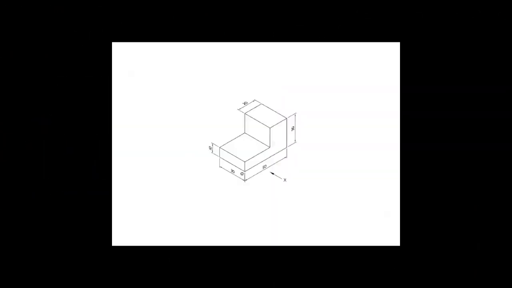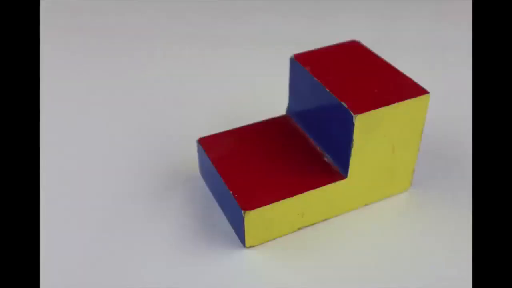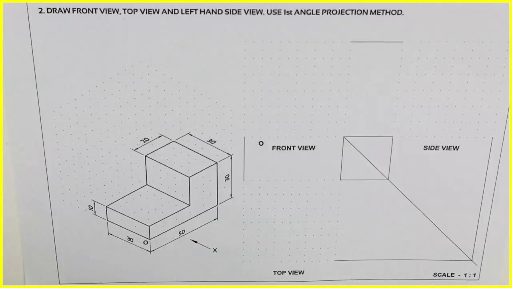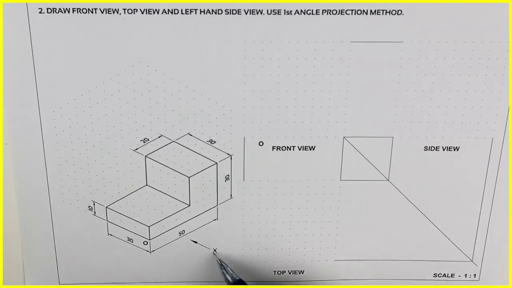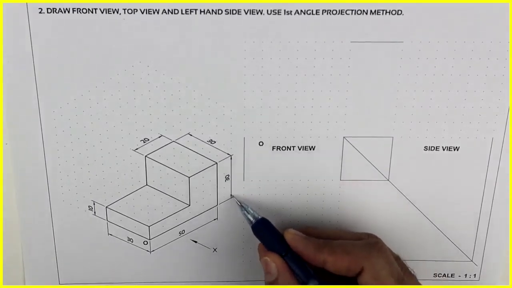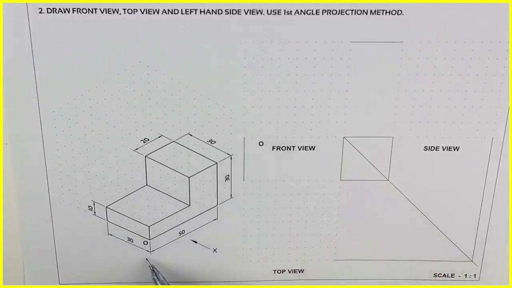Welcome to Technical Drawing. Today we'll see the front view, top view and side view of this object in first angle. Now, if you see, the yellow portion is the front view, the red portion is the top view and the blue portion is the side view. So now when the observer sees from the front, he has to draw the front view, top view and side view using first angle. He will see from X, so he can see length, height and width: 50, 30, 30.